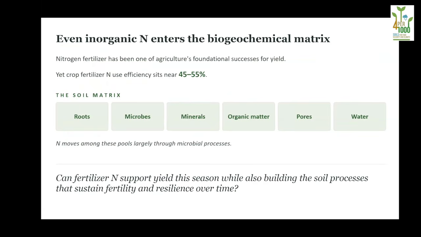And fertilizer is not bypassing the biogeochemical matrix in soils. In fact, it becomes part of it. That below ground ecosystem includes the roots, the microbes, the fauna, these really complex mineral surfaces, organic matter, pores where there's air and water and living things. And fertilizer doesn't just operate independently, even in organic fertilizers, of this biogeochemical matrix. In fact, it becomes part of this matrix.